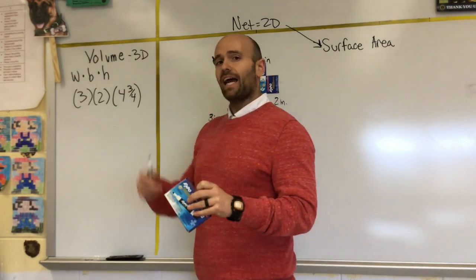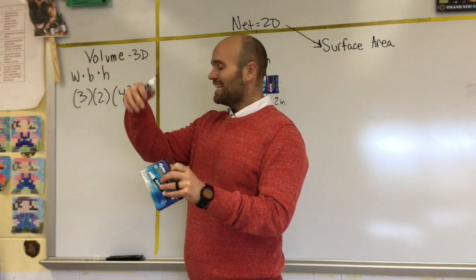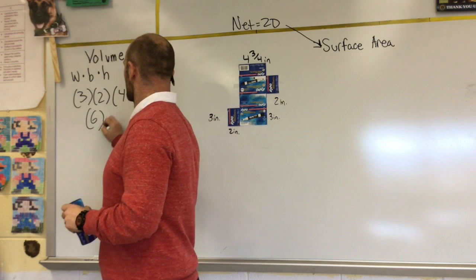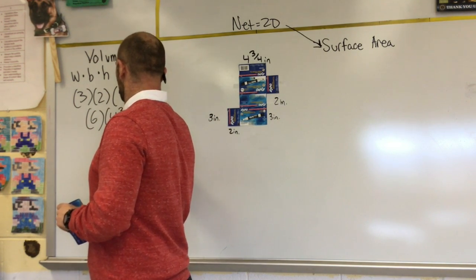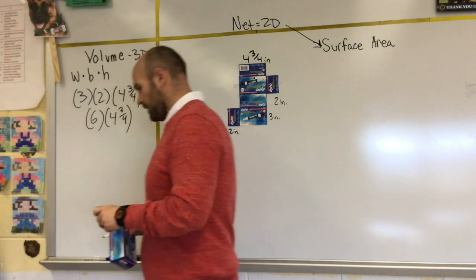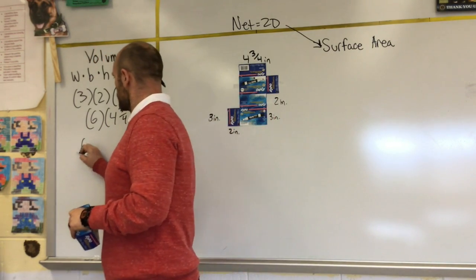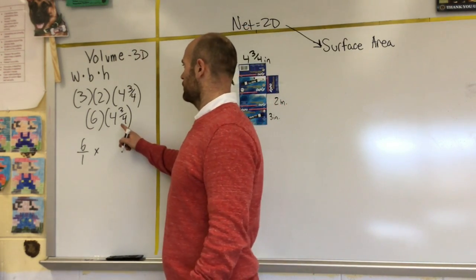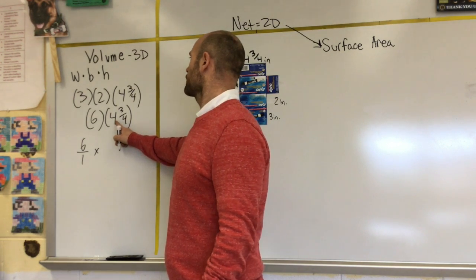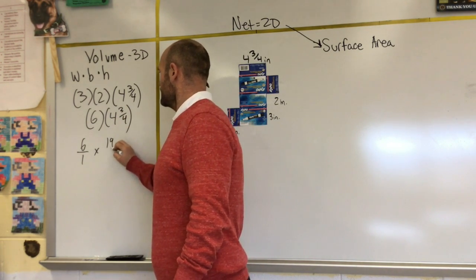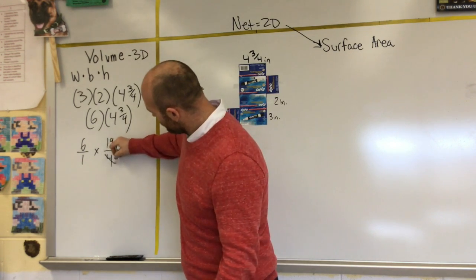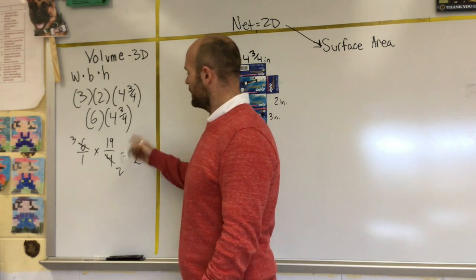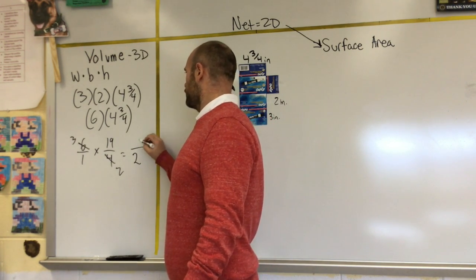What I'm going to do here to find how many cubic inches fit inside, I'm just going to multiply these across. And we have 6, and then 6 times 4 3/4. I'll do this multiplication, so 6 over 1. When we multiply, we can't have mixed numbers, so I change this to improper. 4 times 4 is 16. 16 plus 3 is 19. Fourths, I can simplify here. 2 goes into each of those. And now I have 2, and 19 times 3 is 57.